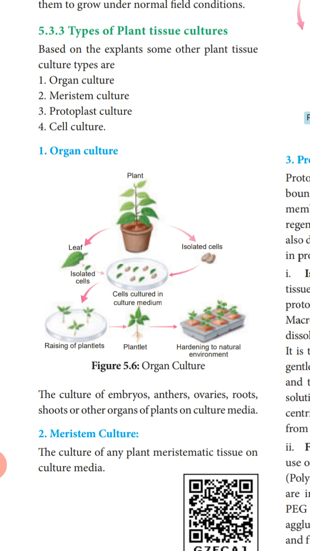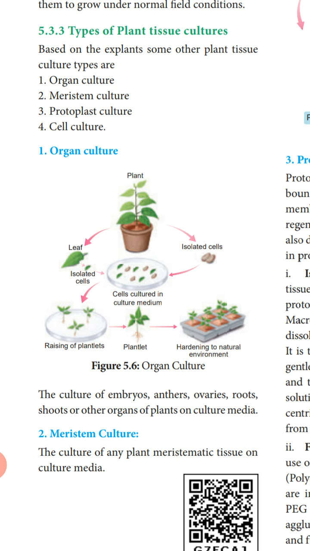Here, it is the development or culture of the embryo. If you are growing the embryo, anther, ovaries, roots, or shoots, which are considered to be organs, in the culture medium, then it is called organ culture. So the development of embryos, anthers, ovaries, roots, shoots, leaves, or any organs of the plant in the culture medium is called organ culture.